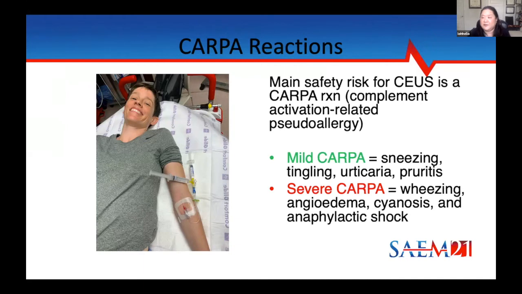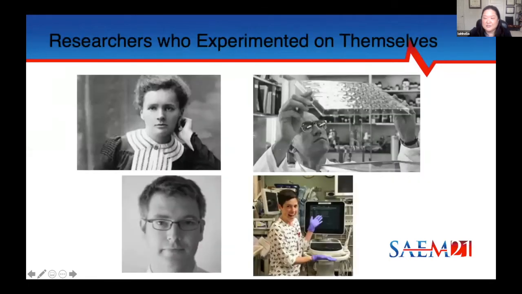Pictured here is our friend Lori Stoltz, who volunteered to be my contrast enhanced ultrasound model at a recent conference. In agreeing to be our test subject, she joined an elite crew of researchers who experimented on themselves. We have Marie Curie, we have Jonas Salk, we have Toby Kumar, who has used Lumason so many times on himself, it's actually in his EMR medication list.